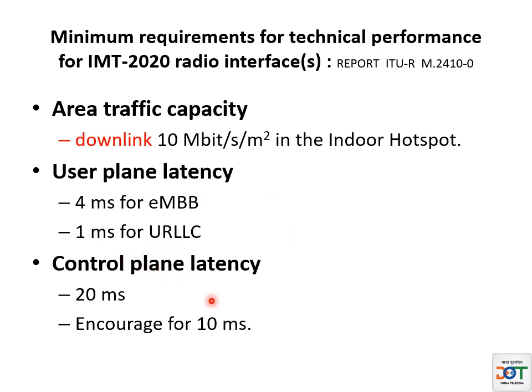And then comes the control plane latency. Control plane latency is defined in the ITU document. The minimum requirement is defined as 20 millisecond, and they say it is encouraged to make it 10 millisecond or better. So what is control plane latency? When a mobile is in idle state and goes to active state and data flow starts, there is a lot of signaling happening between these two times. The time required for a mobile to go from idle state to active state is called control plane latency, which is 20 millisecond.